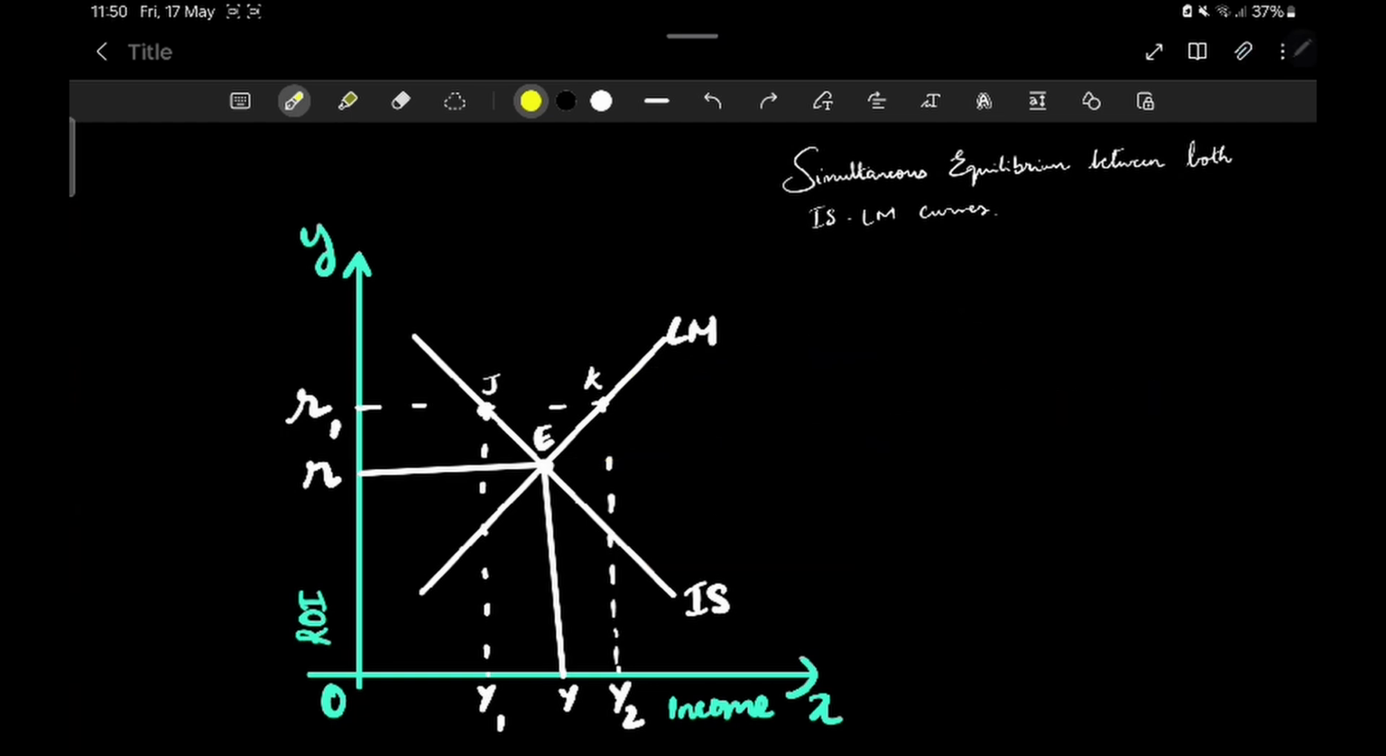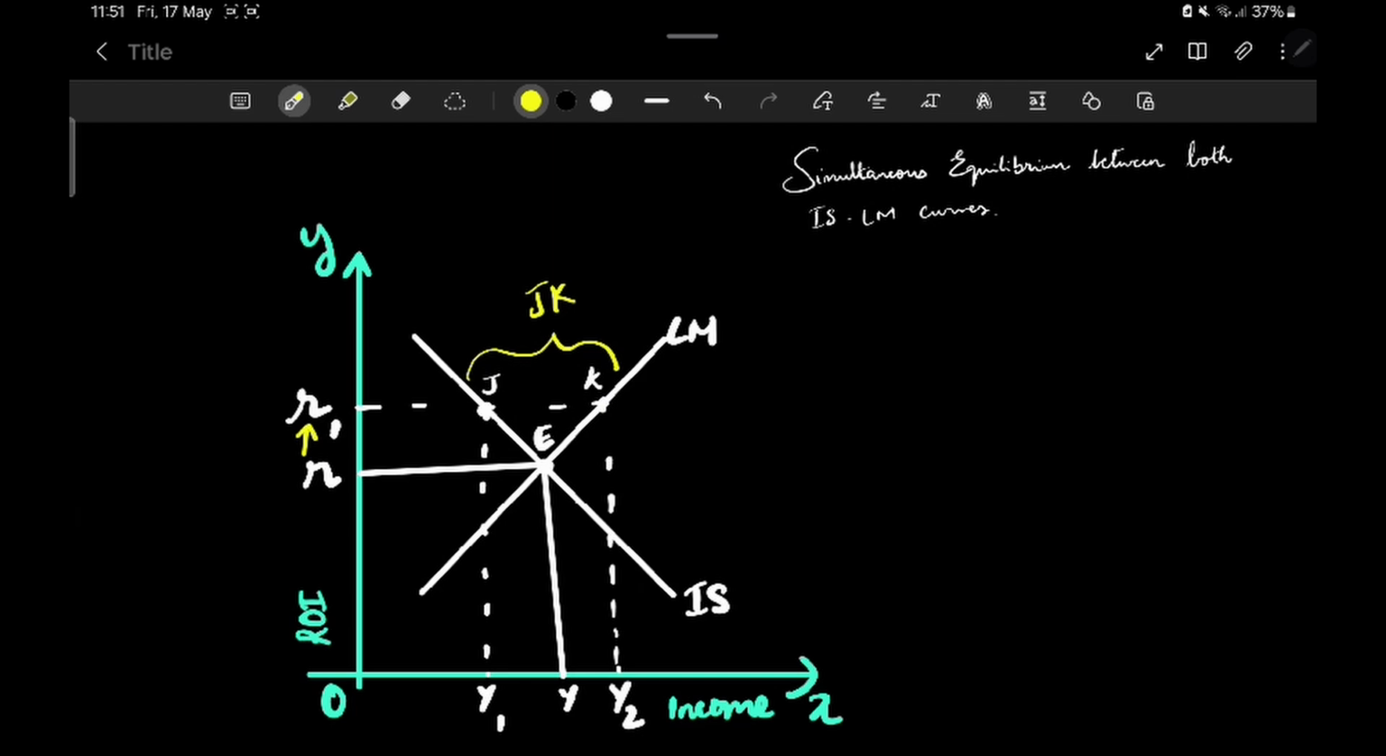Now let's say that our ROI has increased due to some exogenous reason. You can observe that these two curves don't meet together at one particular point. Your product market is at equilibrium at point J, and your money market is at equilibrium at point K. You can see there's a disequilibrium in the economy because they don't meet at one particular point. So there's a divergence of JK amount.